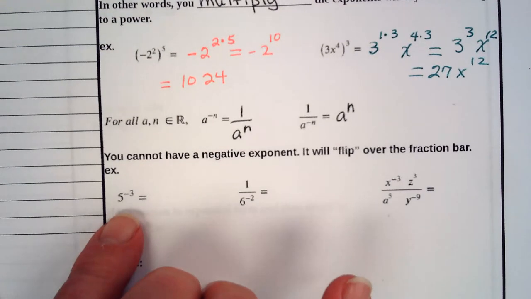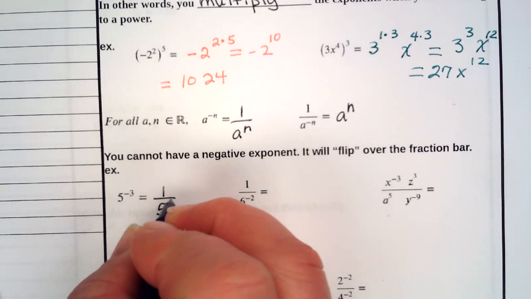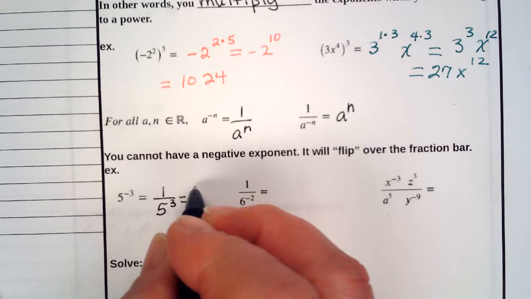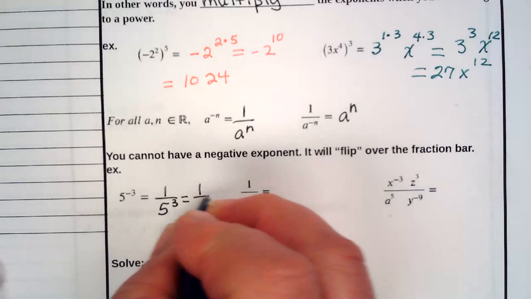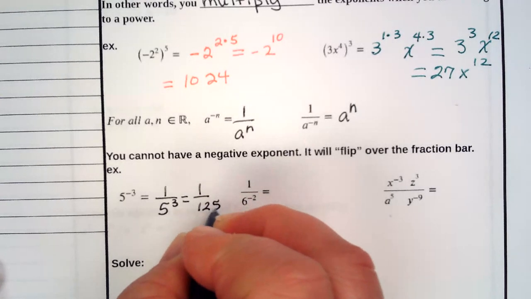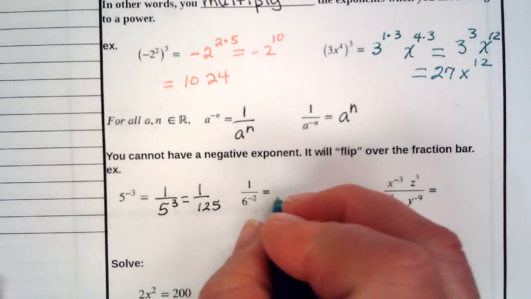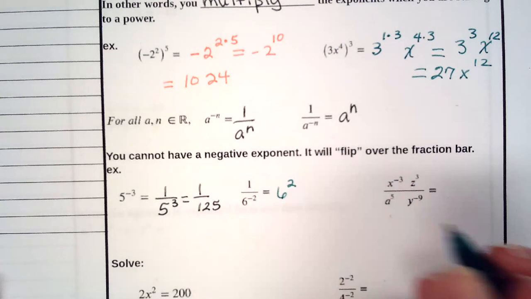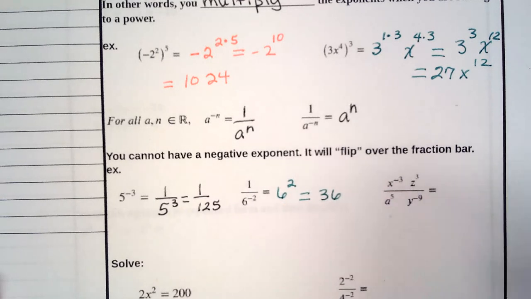So 5 to the negative 3 power is 1 over 5 to the 3rd power, which is 1 over 5 times 5 is 25, 25 times 5 is 125. 1 over 6 to the negative 2 power is 6 to the 2 power. 6 squared, which is 36.